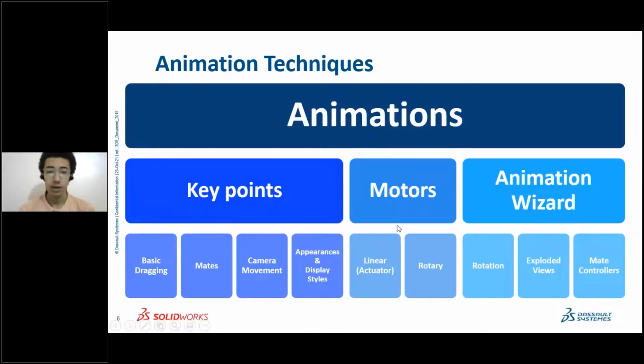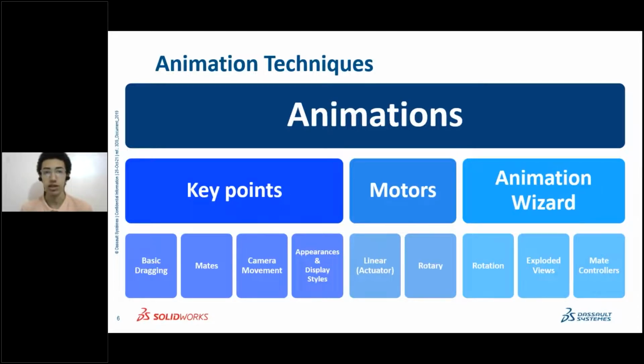So that's about key points. Now let's talk about motors. If I have an axis of a motor and I want to rotate it, or if I'm making a car and I want to rotate the wheel, I can make it using key points.